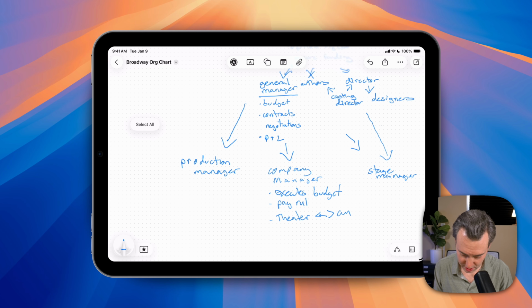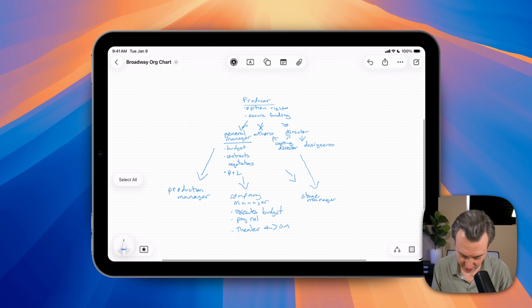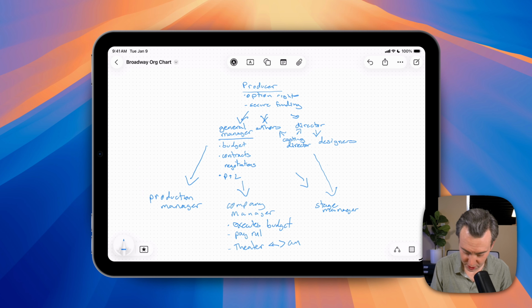So let's just zoom this back out so you can get a full picture here. So again, your producer is the CEO of the entity. You have a director and author group who are in charge of the creative vision for the project. And then your general manager, who's really in charge of all business aspects of your production.